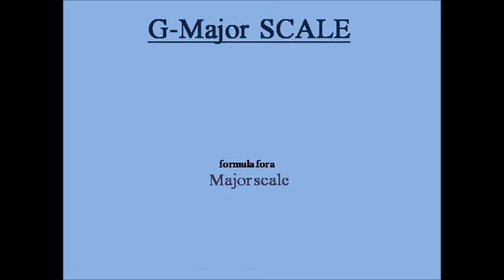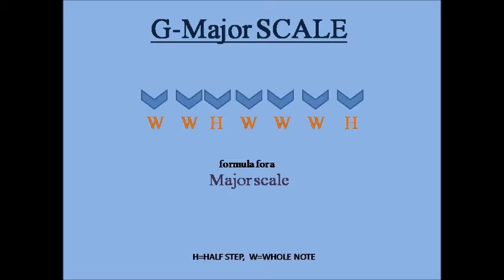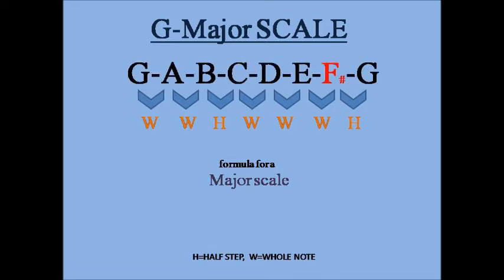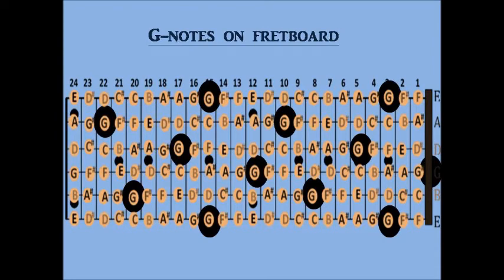We use our major scale formula, which is W W H W W W H, where W stands for whole step and H stands for half step. Here's our scale, and by seeing it, we can easily say that it is also called a one sharp scale due to the presence of the F sharp note. These are the G notes on the fretboard.